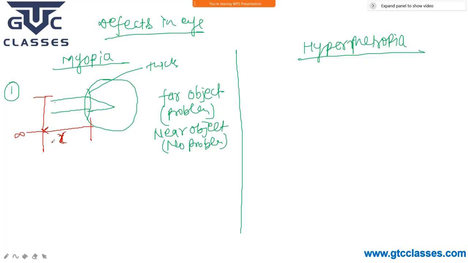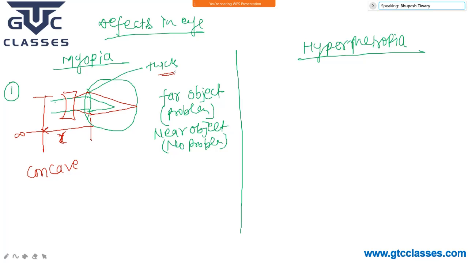So how to correct that? We will basically put a concave lens. Concave lens will diverge the rays a little bit. So if I put a concave lens here, it will diverge a little, and then finally it will converge and reach the retina. That's the whole purpose, so concave does it. So in myopia, does the image form before the retina or after the retina? In front of the retina, because the lens has become thick.